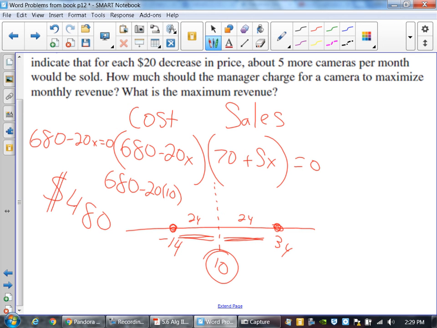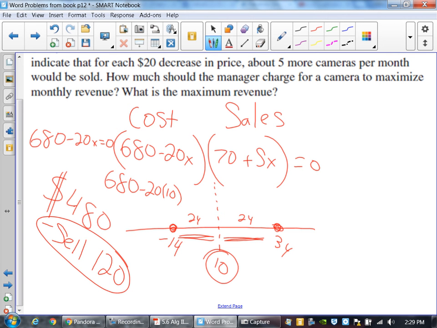$480 is my price point where I will sell the most cameras. How many cameras will I sell? I will sell 120 cameras at $480. This is kind of what happens in the real world. This happens all the time. How can you fluctuate your prices so that you are selling the most merchandise at the best profit you can make?